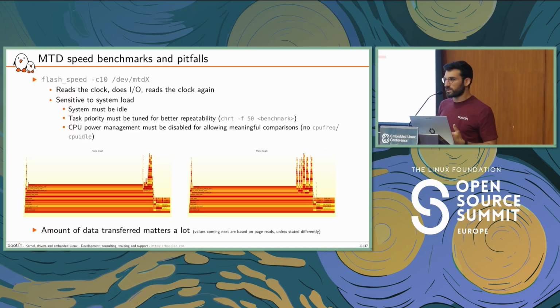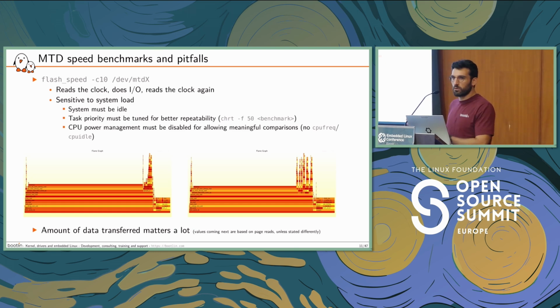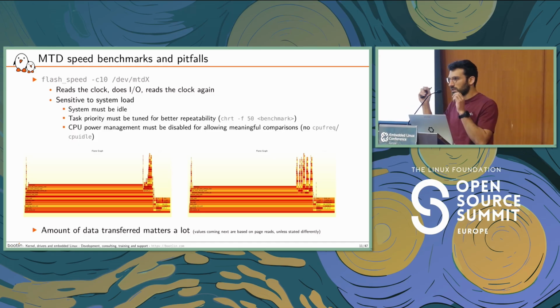So it's very sensitive to system load, and in order to get meaningful results which are repeatable, which is the most important part for me when I do those tests, you have to keep the system idle, use a higher priority, and somehow disable CPU management, because it really interferes with the measurements. Of course, CPU power management is important. It matters, but for this kind of measure, it's a problem.